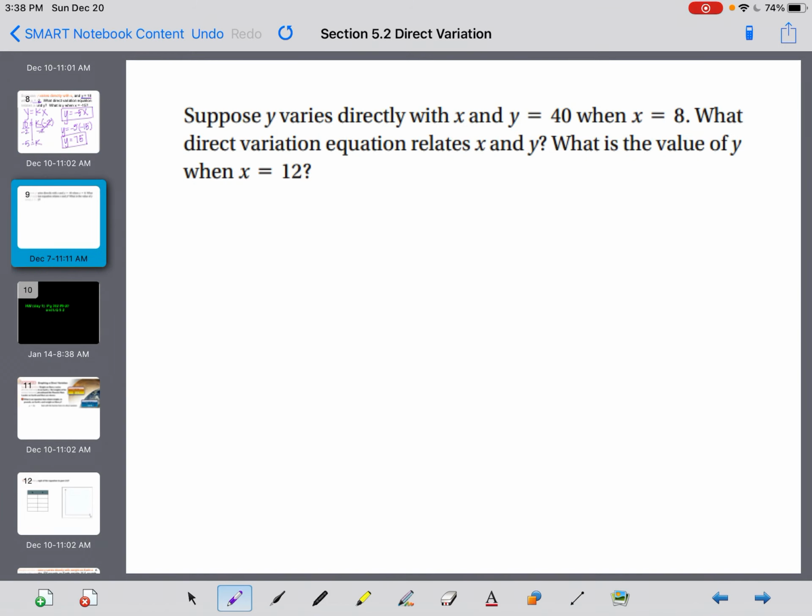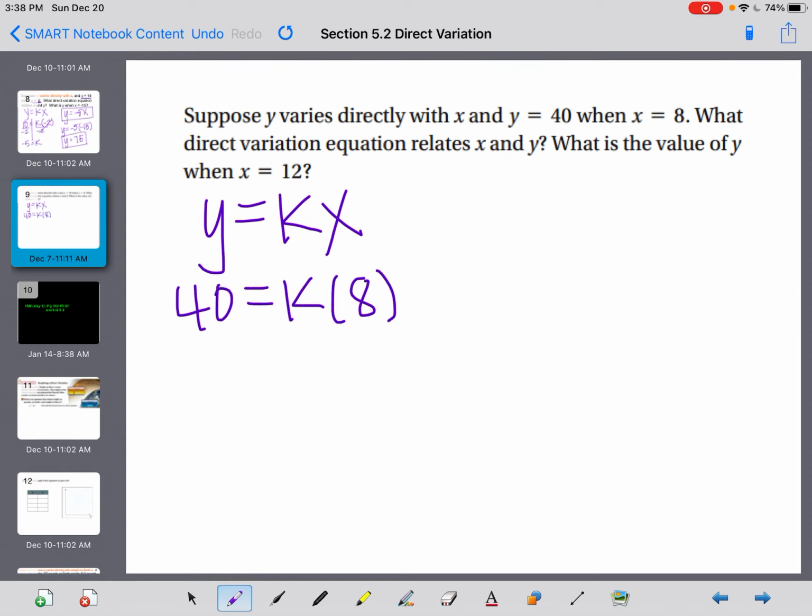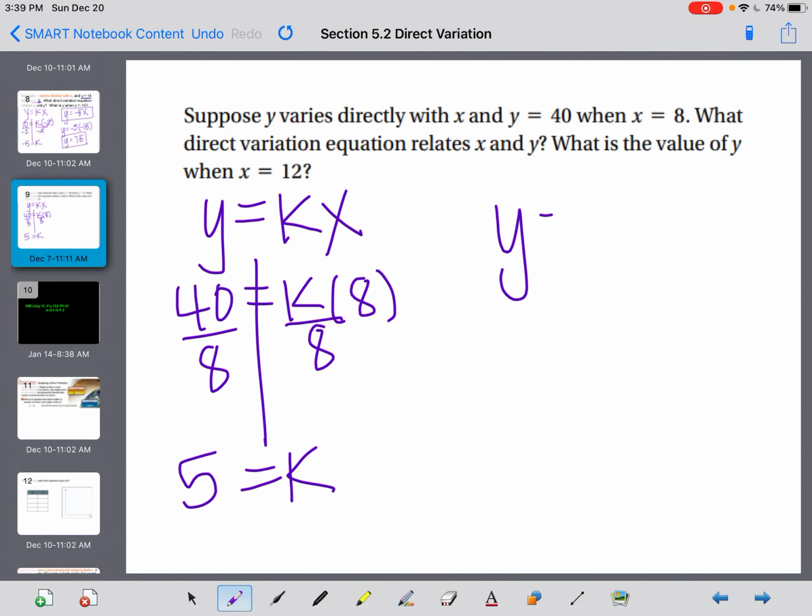Okay, last one for today. Suppose y varies directly with x. It tells us that we need this equation. And y is 40 when x is 8. What is the equation that relates them? We're going to divide by 8. And I find out that my constant of variation is 5. So my equation is y equals 5x.